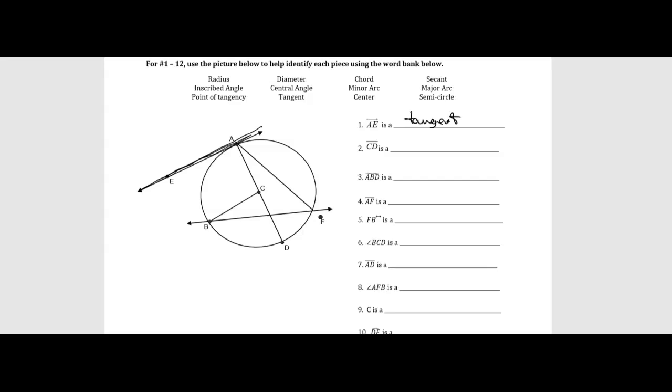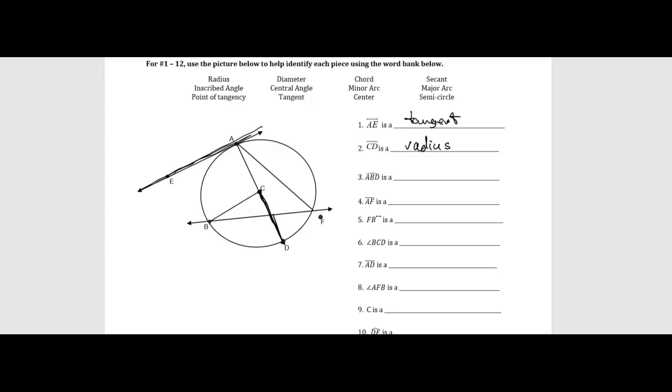This is read as a segment, CD. Notice how the one above it had arrows. That's why it's a line. CD does not have arrows. That means it is a segment. So if we find from C to D, so just from here to here, that's our radius for the circle, from the center out to the circle.